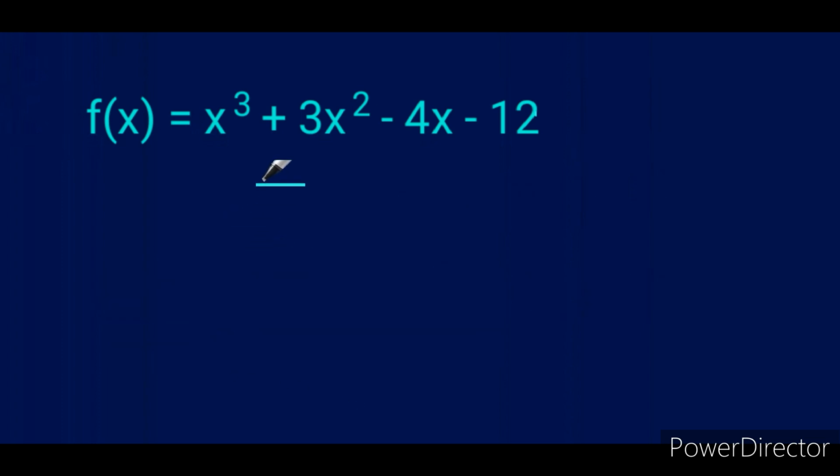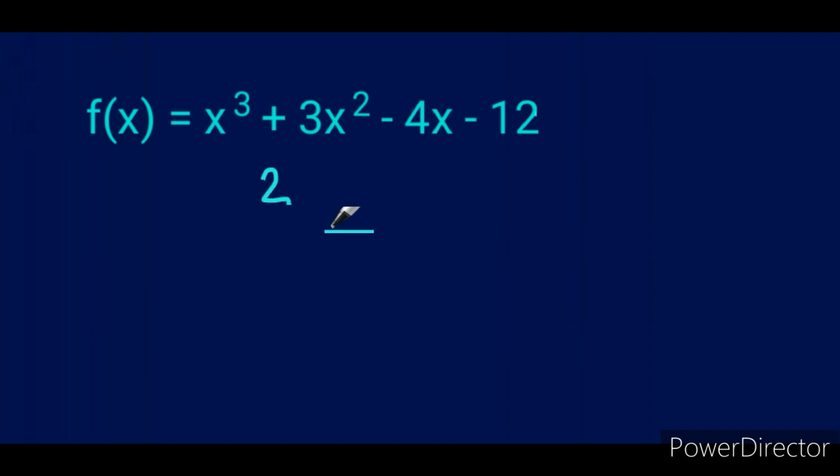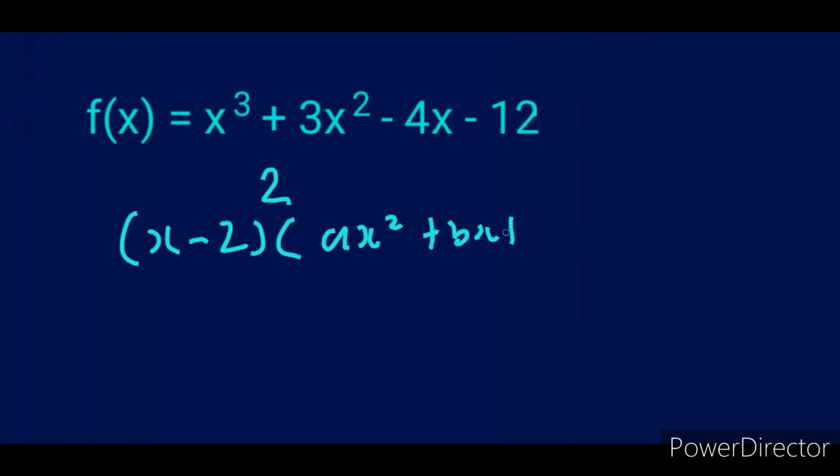If 2 is a vector, the weird thing is that you'll say x minus 2 is a vector. So you will change the sign. For instance, if it was 1 that was a vector, you would say x minus 1 is a vector. Or if it was -5 that was a vector, you would say x plus 5 is a vector. So since 2 was a vector, you're going to say x minus 2 is a vector. So then we'll end up having ax squared plus bx plus c.